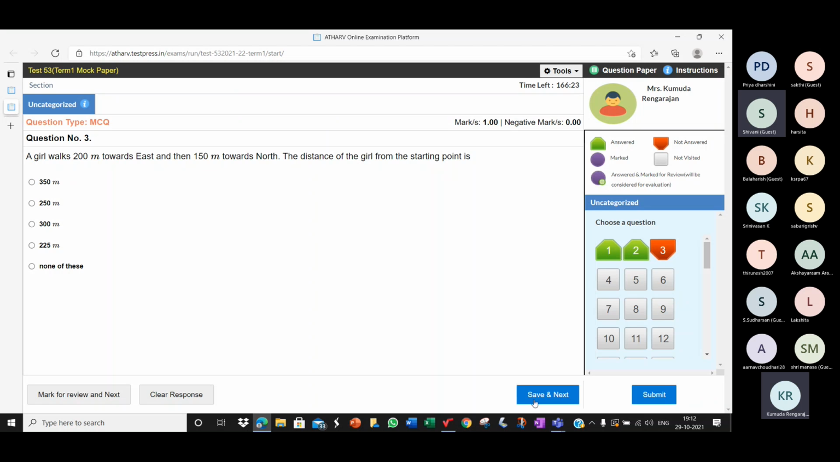A girl walks 200 meters towards east and then 150 meters towards north. The distance of the girl from the starting point is 250 meters, ma'am. It's the square root of what? 62500. That was very fast.